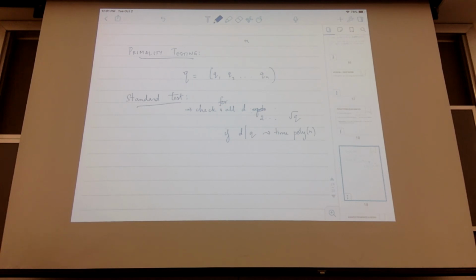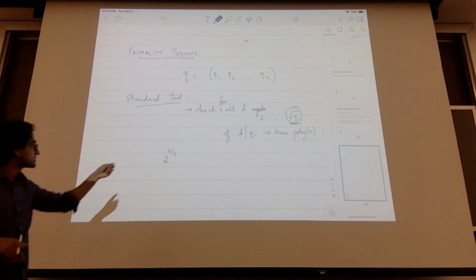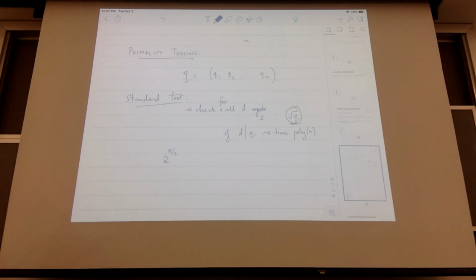But this process, the square root of q, is complicated. Square root of q is something like 2 to the n by 2. If you have an n-digit number and you take its square root, it has something like n by 2 digits. So this in particular is not great. This has running time which is 2 to the n by 2 times some polynomial. So this is exponential.